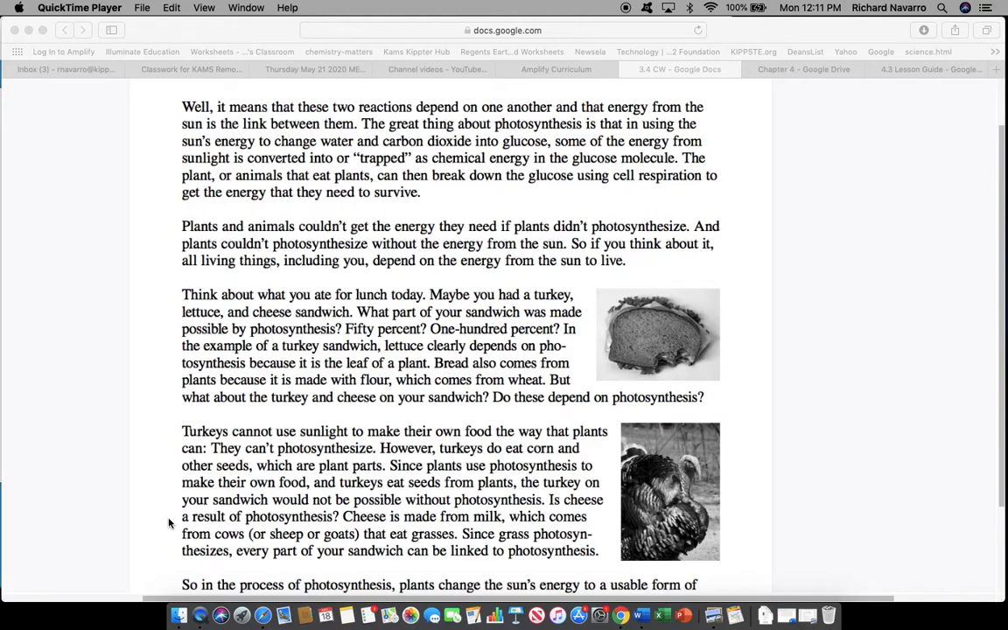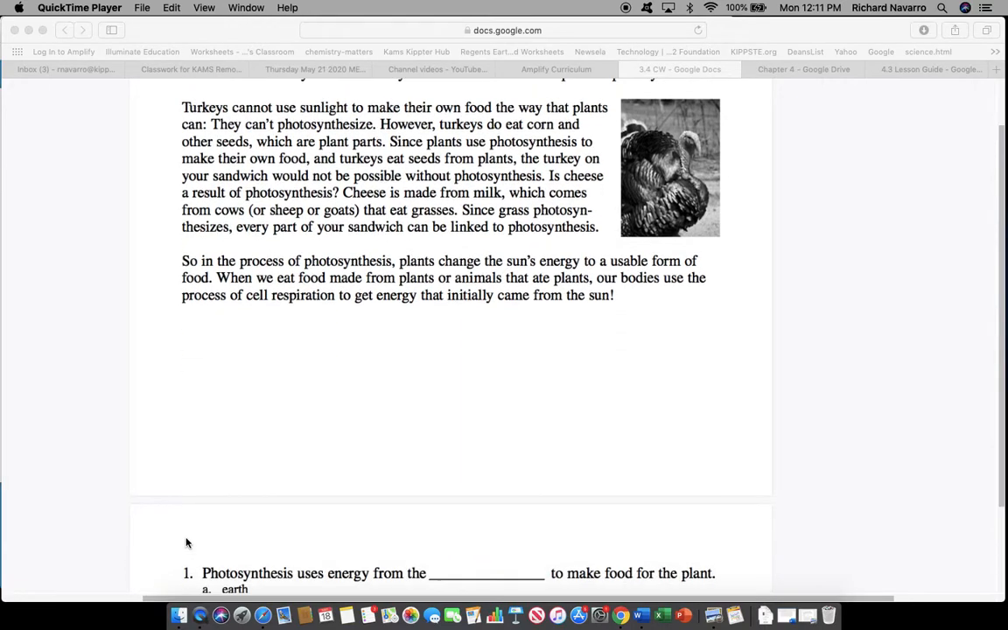Is cheese a result of photosynthesis? Cheese is made from milk, which comes from cows or sheep or goats that eat grasses. Since grass photosynthesizes, every part of your sandwich can be linked to photosynthesis.